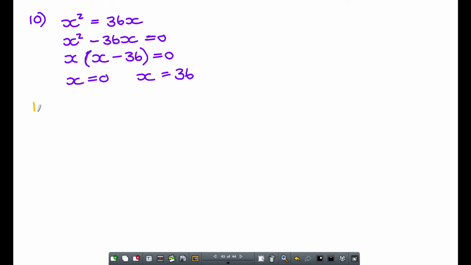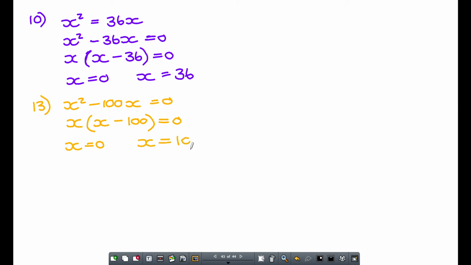Okay, now, number 13. We had x squared minus 100x equal to 0. Let's take out a common factor of x first. So I'm going to have x minus 100 equal to 0. Now that x is like its own bracket, so that I make equal to 0. We can't go any further than that. Make the bracket equal to 0. Then it means that x would be 100. Any questions there?